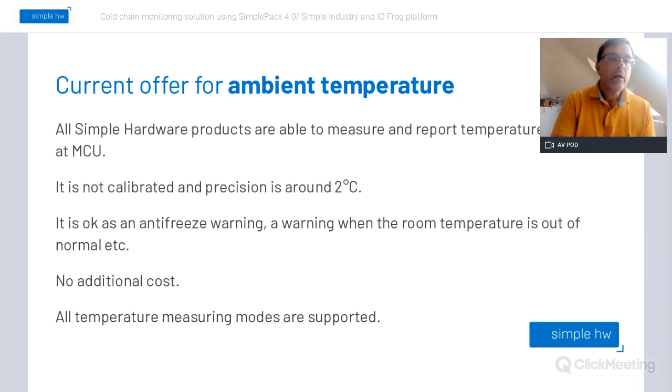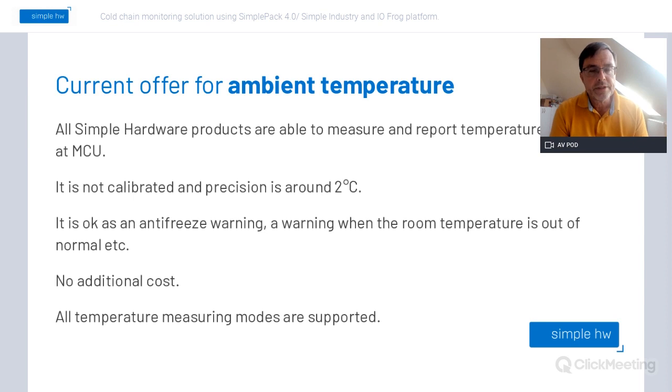What we are currently offering in cold chain monitoring are two very distinctive areas. One is ambient temperature monitoring, and one is precise temperature monitoring. I will mention ambient temperature monitoring shortly. It is done in such a way that we measure the temperature of the MCU and we report that. A big advantage is that it doesn't need any external sensor, any specific chip on the PCB, or an external sensor on a wire.